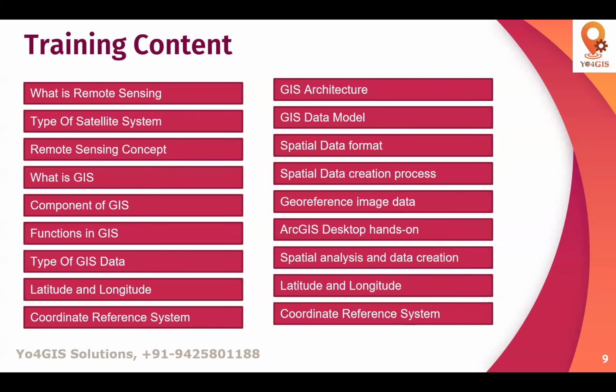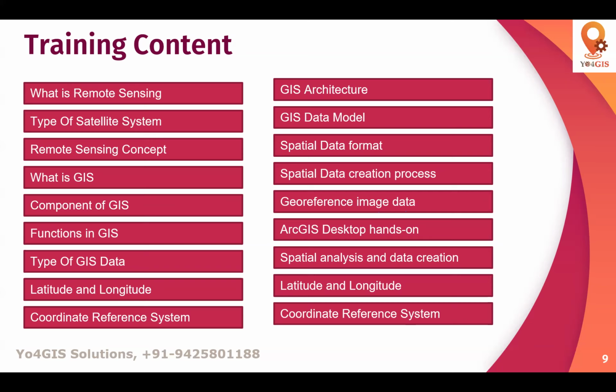what the training will contain. What are the types of remote sensing and satellite systems? How many types of satellites do we have? What is the remote sensing concept? What are the components of GIS? Functions in GIS, and types of GIS data. As you know, we have vector data and raster data. What is vector data? What is raster data?